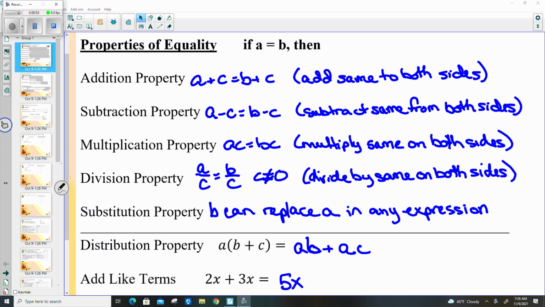Chapter 4 takes us into proofs. And what proofs are is basically just justifying why you're doing something. So the reason you took all these notes on the Ed puzzle was to get us through just the basic things you used to do or still do whenever you do algebra. The rules for why we solve the way we solved. Why did we do that?